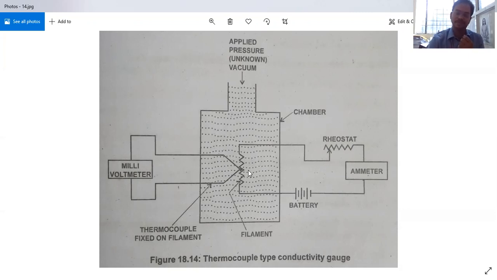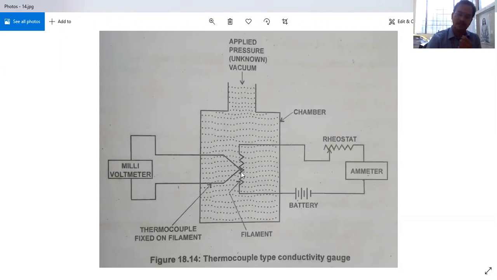That's the first point. And the second point, next we allow this battery to switch on, and we are having a rheostat here for adjusting the resistance of the circuit.